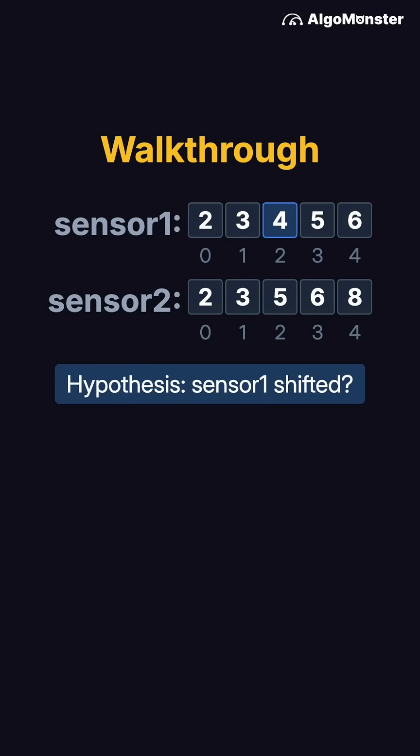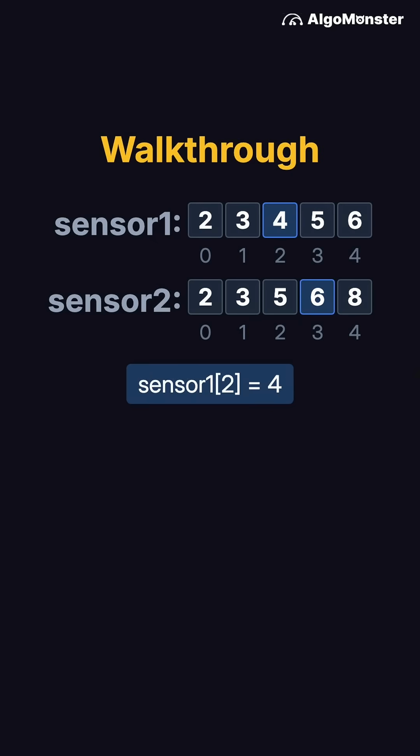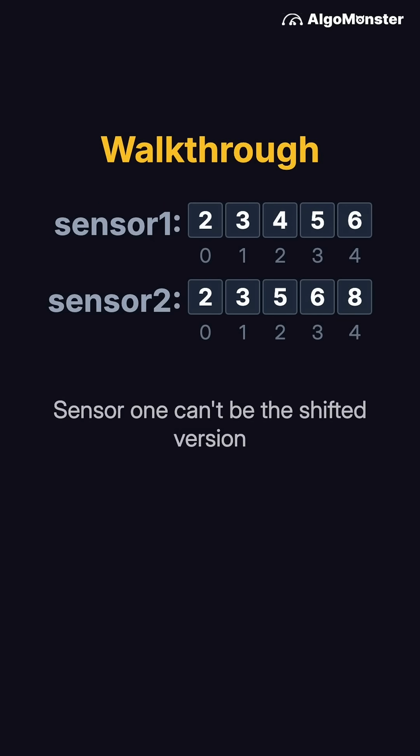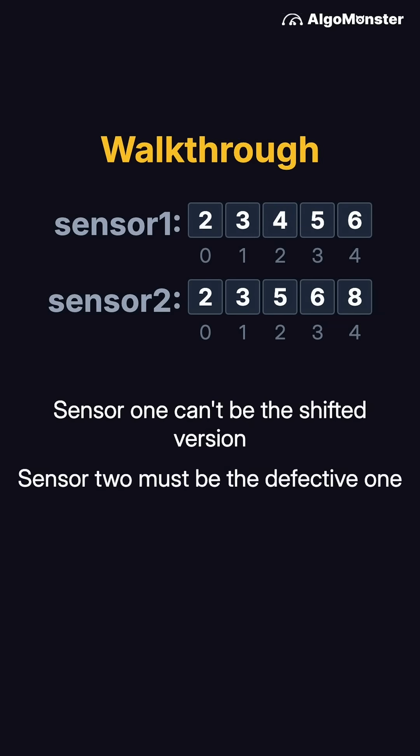Second, could sensor 1 be the shifted one? If sensor 1 dropped a value, then sensor 1's current value should match sensor 2's next value. Sensor 1 at index 2 is 4. Sensor 2 at index 3 is 6. 4 doesn't equal 6. That eliminates sensor 1 from being the shifted array. Since sensor 1 can't be the shifted version, sensor 2 must be the defective one. Return 2.